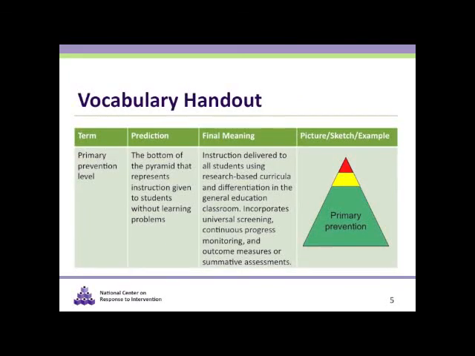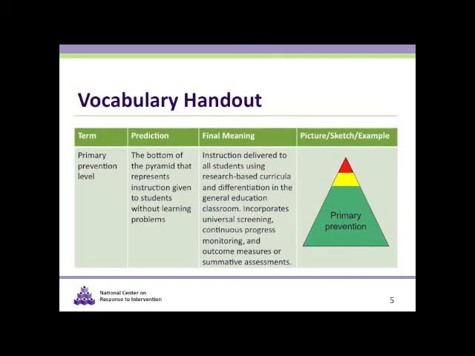One helpful way to check your understanding throughout the webinar is to complete the accompanying vocabulary handout. The handout provides a table with a list of key terms on the left side with columns to the right side for you to track your understanding before and after viewing the webinar. Before viewing the webinar, you should make predictions of the meanings of each term.